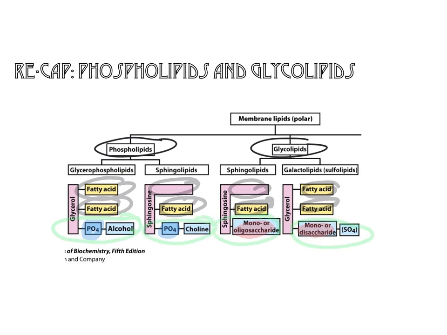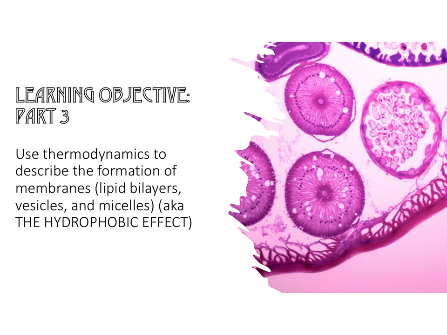So these are all membrane lipids. They have to be amphipathic. They have to have a polar head group and two tails to be considered these kinds of phospholipids and glycolipids, which are part of the membrane lipids category. Okay, that brings us to part three.